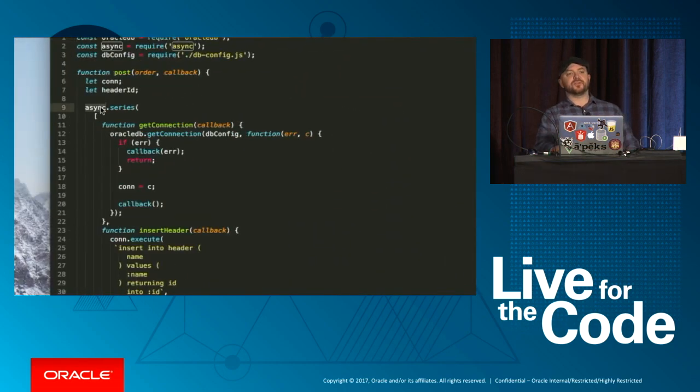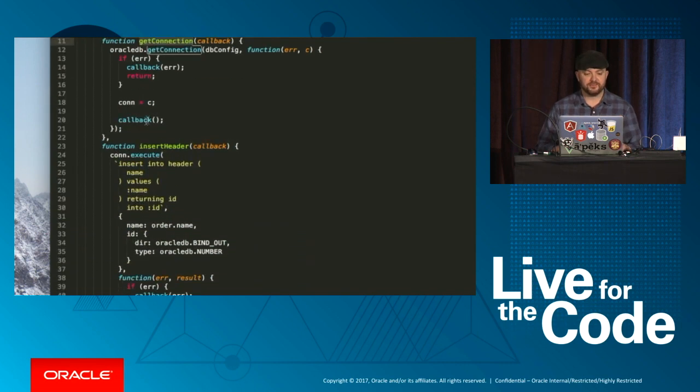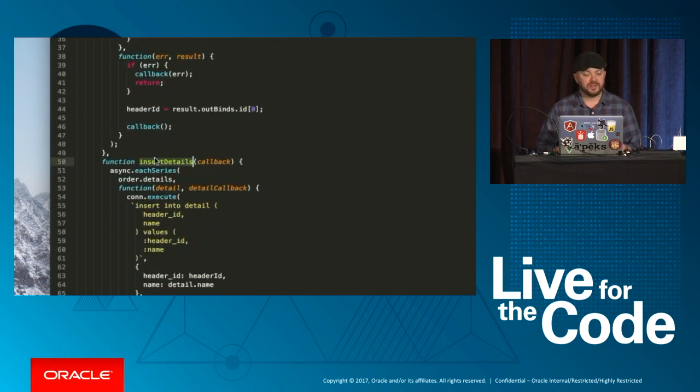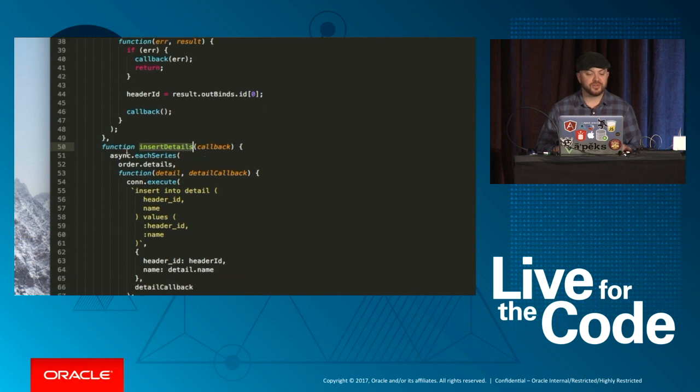Now the truth is, at that high level, you were only seeing the control flow method series, which was working through the different series of functions. So the first function here gets the connection. I invoke the callback that I was passed, so then insert header can go. It inserts the header, and then I get down to insert details. Now you're seeing a second method in async you didn't see before called each series.